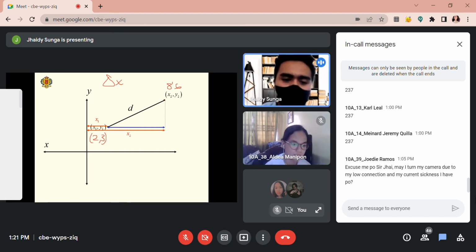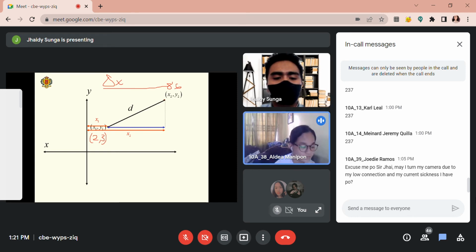Then I'll ask you this. From this delta x, what would be the formula again? For delta x, yes. Sige, x sub 2 minus x sub 1. So if we have x sub 2 minus x sub 1, what would be the value of delta x if we have this given?